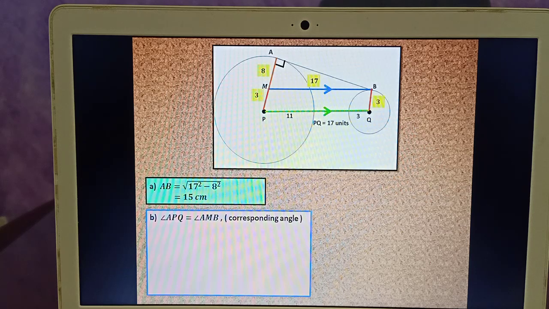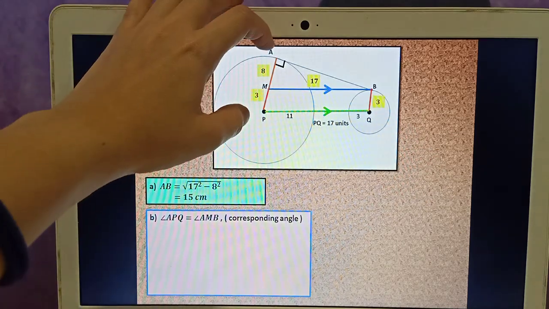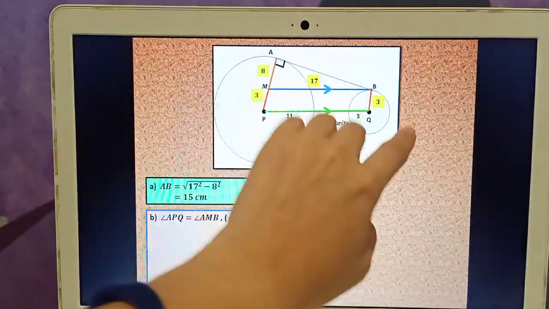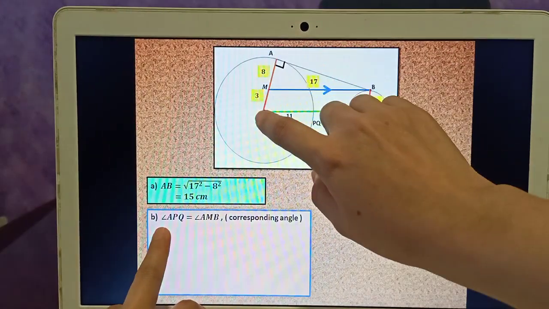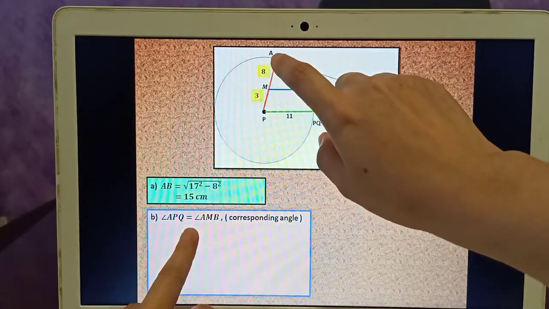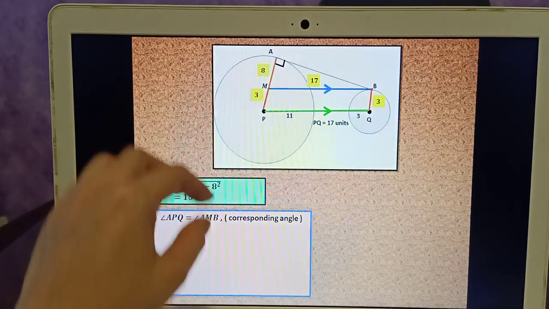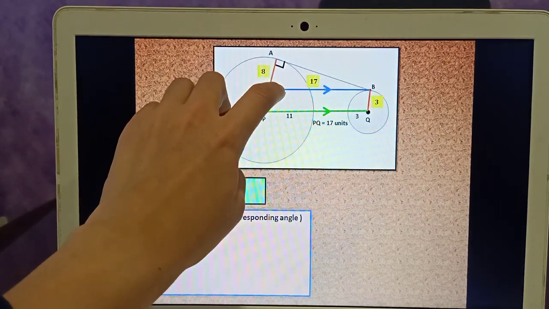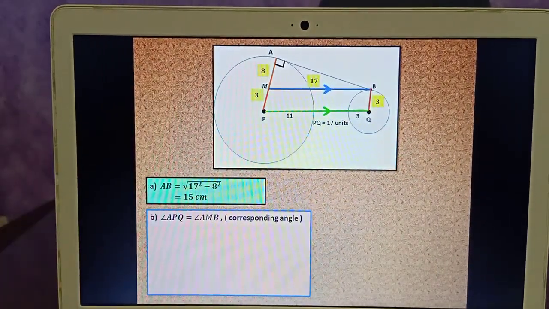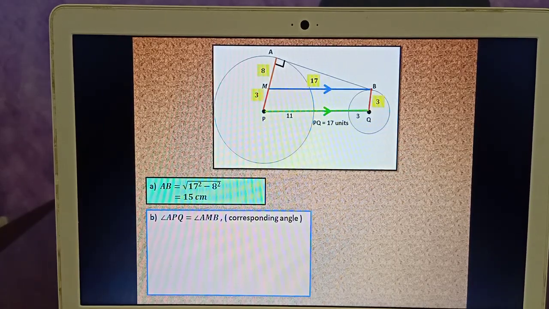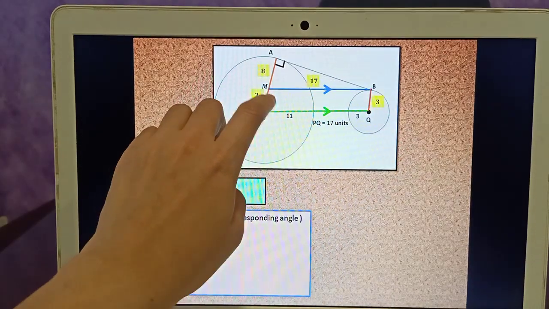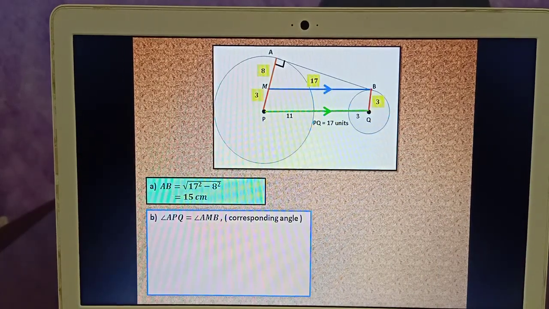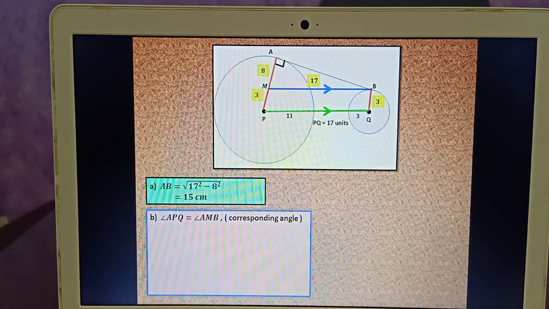What is question B? Question B is actually wanting us to find angle APQ, right? So angle APQ is actually equal to angle AMB. You know why? Because these two angles are actually corresponding angles. You learned this in Form 1, I think. Corresponding angles. I hope you still remember. If you cannot remember, you need to do revision.